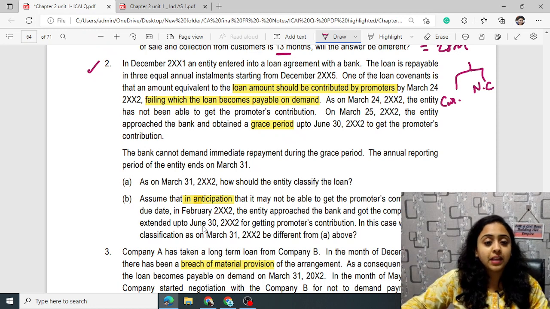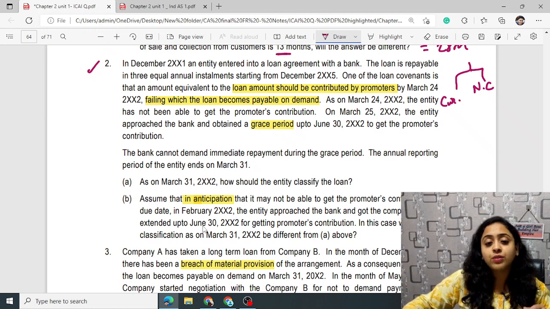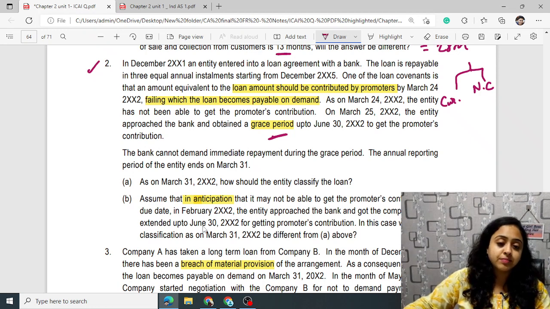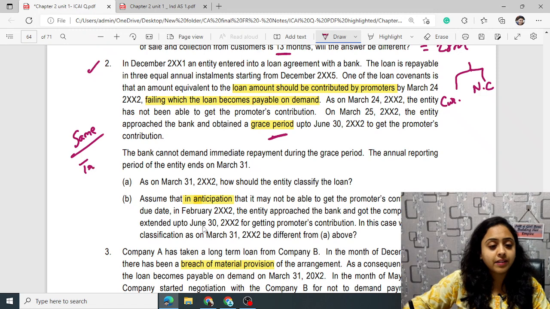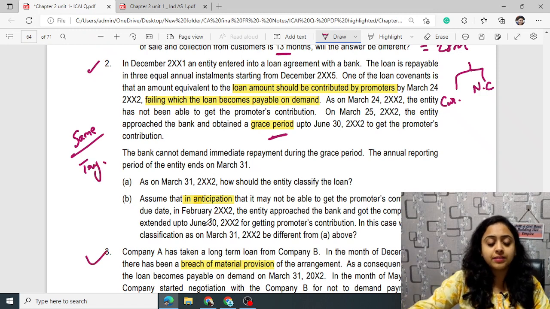One of the loan covenants is that an amount equivalent to the loan amount should be contributed by the promoter. You have seen this, and the grace period matters. If the grace period is not greater than 12 months, then current. If greater than 12 months, then it will be considered as non-current. So this is the same question. Try on your own.